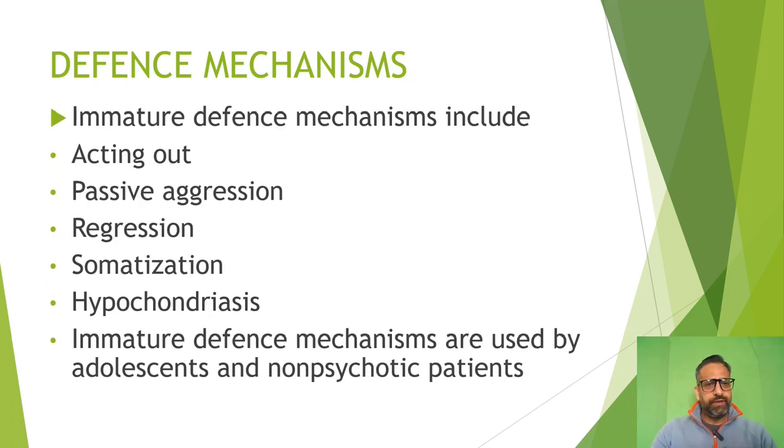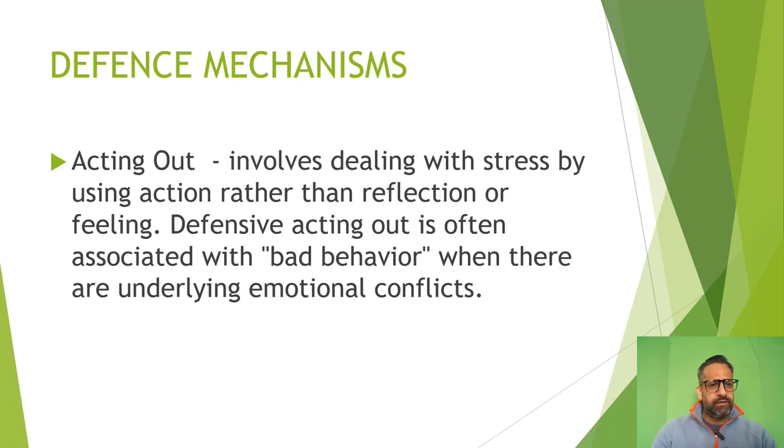Next are immature defense mechanisms, which include acting out, passive aggression, regression, somatization, and hypochondriasis. Immature defense mechanisms are used by adolescents and non-psychotic patients. Acting out involves dealing with stress by using actions rather than reflection and feelings. Defensive acting out is often associated with bad behaviors like antisocial behavior and bad conduct, when there are underlying emotional conflicts.